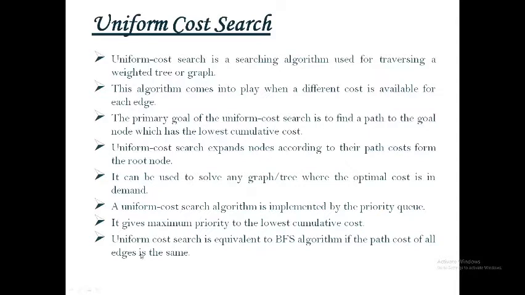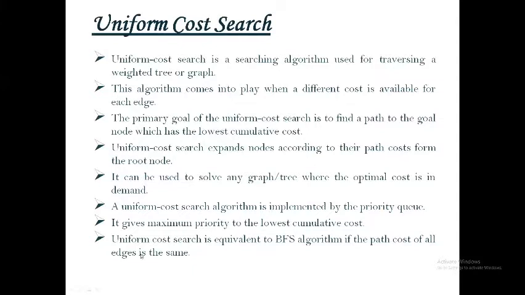Then the goal of uniform cost search is to find a path to the goal. Meaning you have to search for the goal according to the shortest path. The graph is given to you. According to that, you have to travel from node to node, and then find the shortest path. It can be used to solve any graph or tree where the optimal cost is in demand, meaning where you want optimal solutions, low cost.